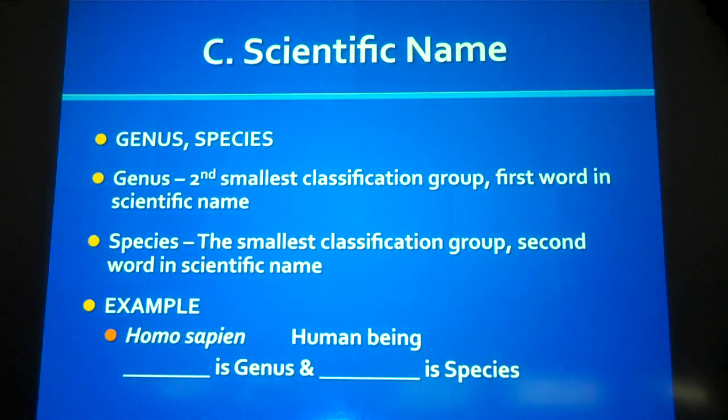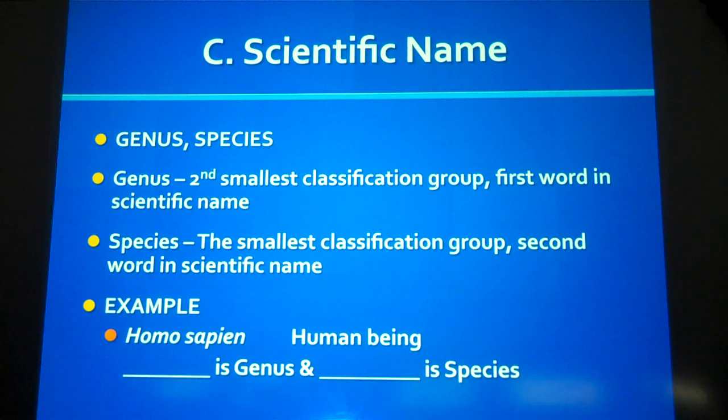The scientific name. The genus and the species make up the scientific name. As you can see, the genus is the second smallest classification group, and it is the first word in the scientific name. Whereas species is the very smallest classification group, and it is the second word in the scientific name.